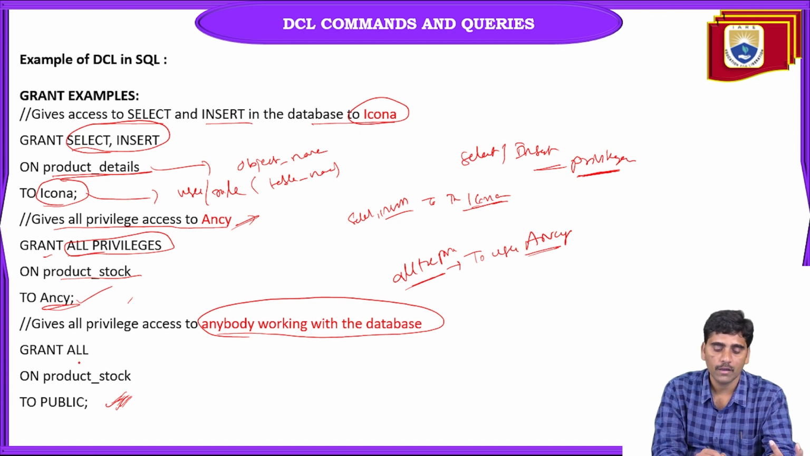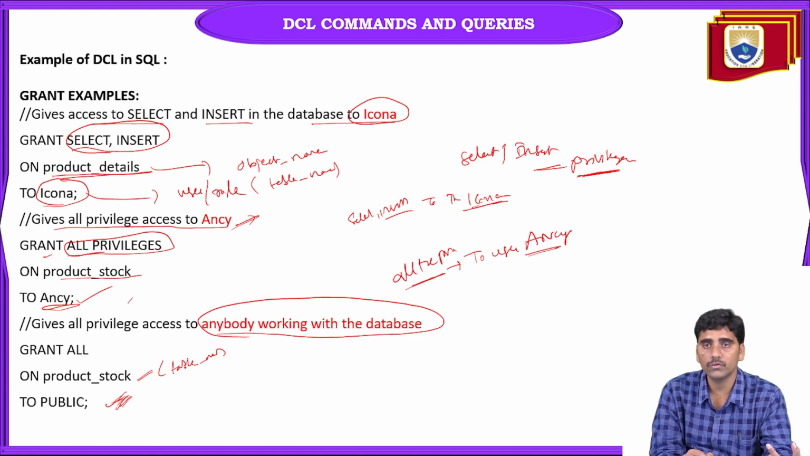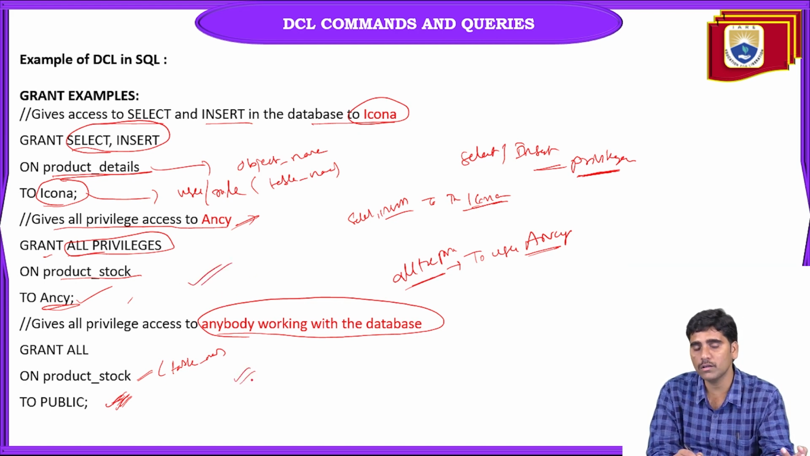So here we mention: grant all on product_stock. This is the table name, on product_stock to whom? To the users called public. To public. So the way we can grant privileges to a particular user. Granting two operations to the icona user. Here granting all privileges to the ANSI user. Here granting all privileges to all the users.